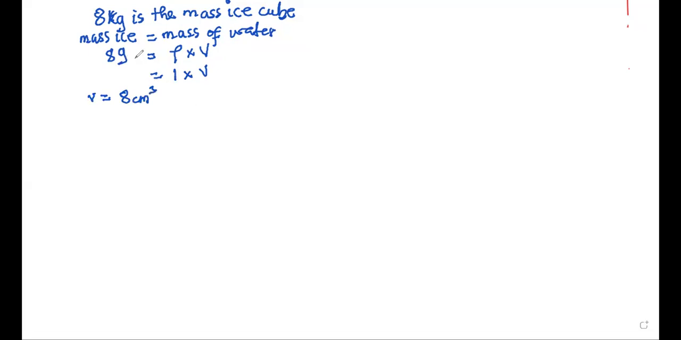Okay, so it means that the mass of ice displaces a volume of water which is equal to its mass. The mass of the ice is 8 grams. Volume of water displaced is also 8 cm cube. So 8 grams of ice will displace 8 cm cube of water. 10 grams of ice will displace 10 cm cube of water. So a floating object displaces a volume of water which is equal to its mass.